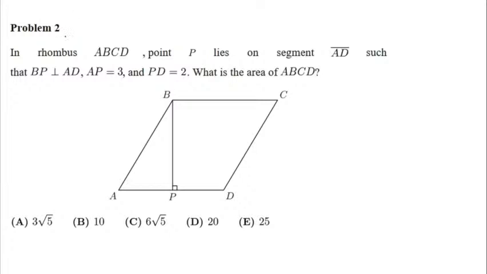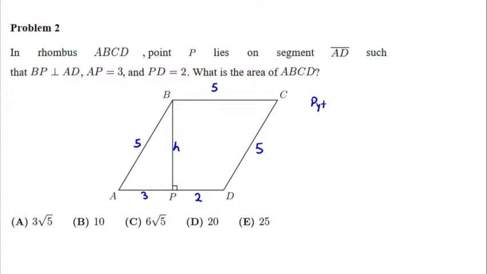AMC 10B 2022, problem number 2. In rhombus ABCD, point P lies on segment AD such that BP is perpendicular to AD. AP is 3, PD is 2. So because it is a rhombus, this side AD is 5. So all sides will be 5. What is the area of ABCD? Okay. If we find BP, let's call this H, the problem will be solved.